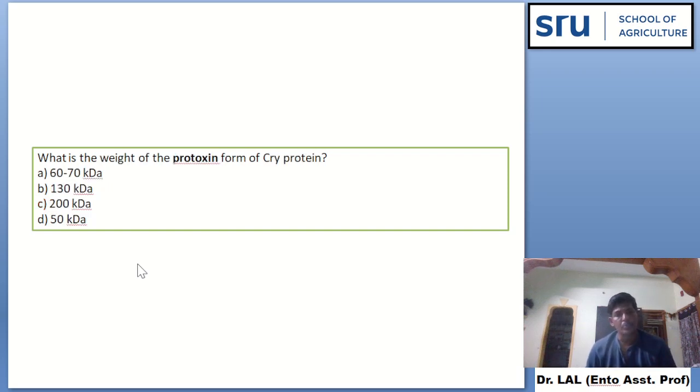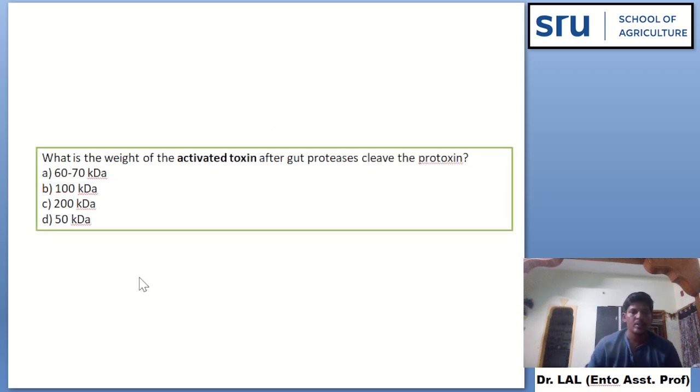What is the weight of the protoxin form of the Cry protein? 60 to 70 kilodalton, 130 kilodalton, 200 kilodalton, or 50 kilodalton. The correct answer is 130 kilodalton. What is the weight of the activated toxin after gut proteases cleave the protoxin? The correct answer is 60 to 70 kilodalton.